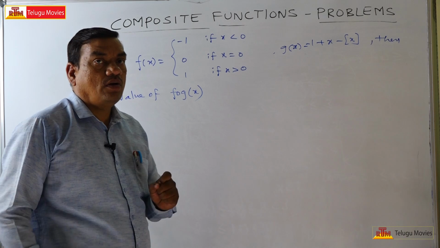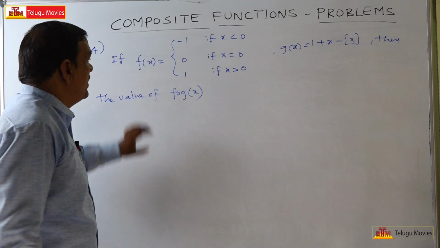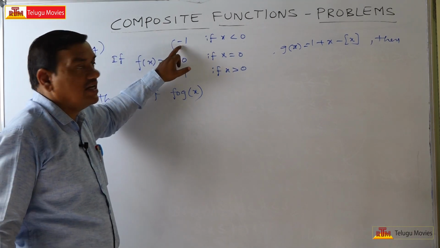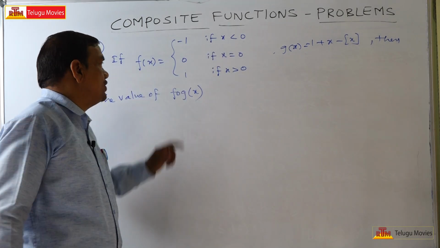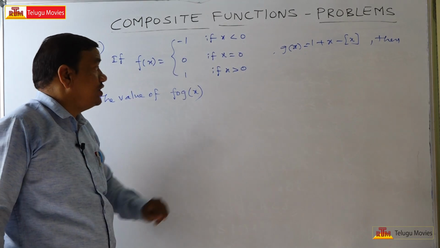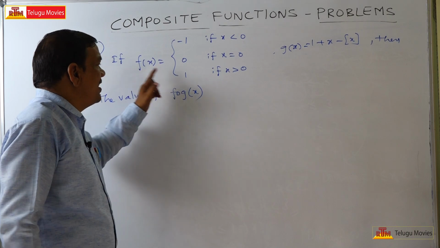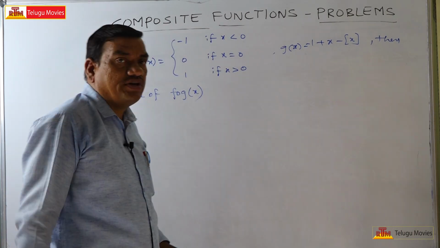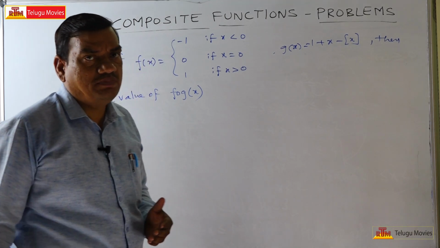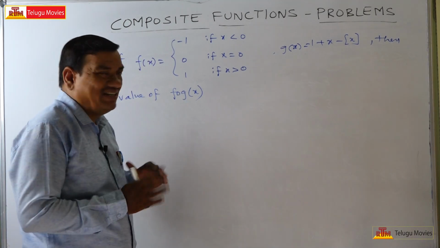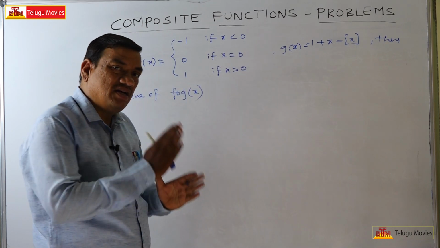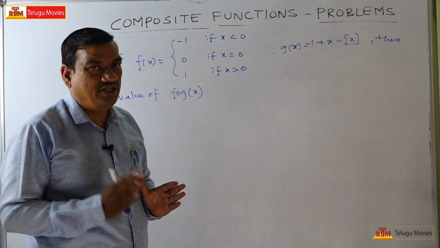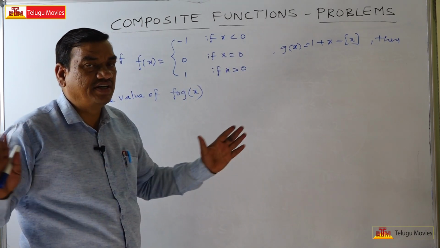Welcome to the fourth problem. If f of x is equal to minus 1 if x less than 0, f of x is equal to 0 if x is equal to 0, f of x is equal to 1 if x greater than 0. Such type of functions are called piecewise functions. Piecewise function means what? The domain will be separated, it will be cut into different categories.